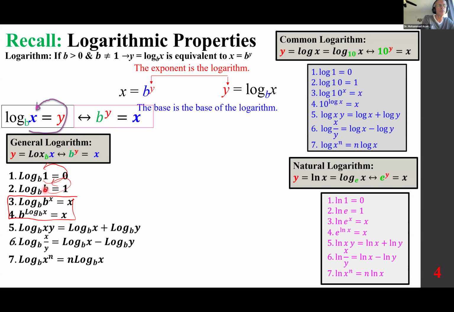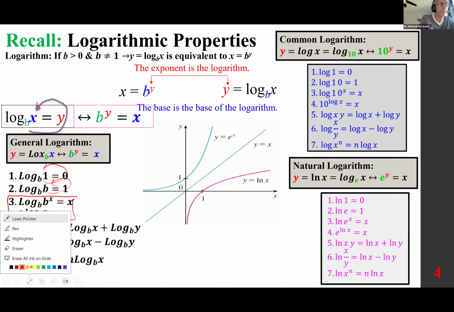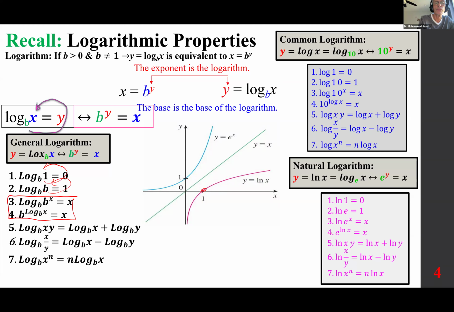So if you look at this one, when you write ln, the base is e, so ln of e equals 1, and the rest of them follow. Because exponential and logarithmic functions are inverse functions, they are symmetric with respect to the line y equals x. So if you pay attention to the x-intercept here, (1, 0), okay.